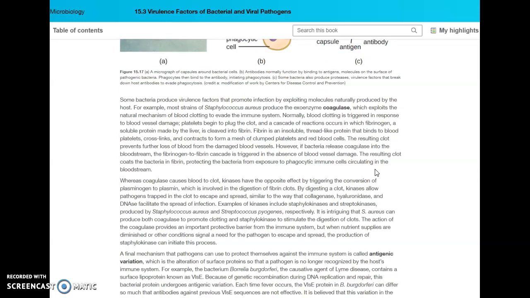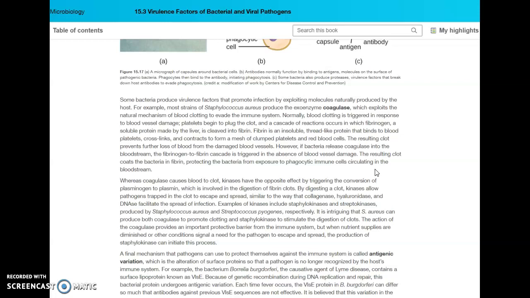Some bacteria will produce virulence factors that actually exploit our own molecules and try to basically outwit the body's defenses that way. A lot of strains of Staphylococcus aureus produce coagulase. Coagulase breaks up or stops the process of coagulation, which is the natural mechanism of blood clotting.